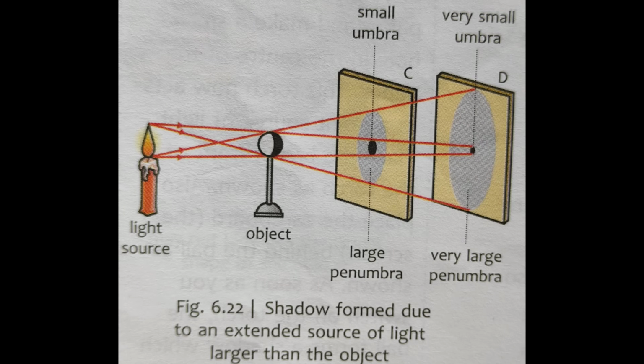You can see when an object smaller than an extended source of light is placed in its path, the shadow formed consists of umbra and penumbra. The umbra in this case is very small, as shown in the position. So here the umbra is not only smaller than the object, but also smaller than the penumbra. If the screen is moved away from the object, then we are coming to the eclipse.